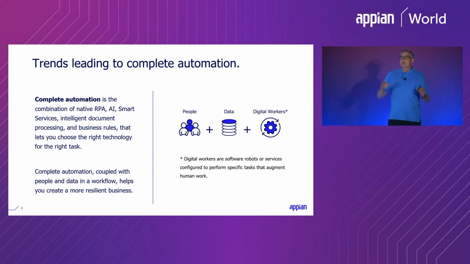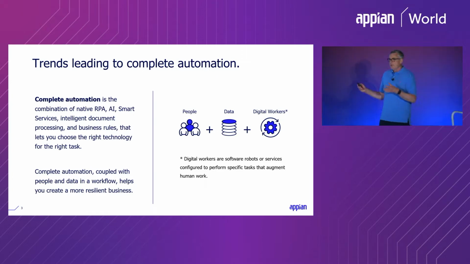So if you take complete automation and you now combine that with people and data, we take that to 11, all right? So maybe a bad analogy, but it really does add more capability and more resilience to your business processes, makes them more robust. And it's not just cobbled together, it's fully integrated, fully unified within your complete automation capabilities.